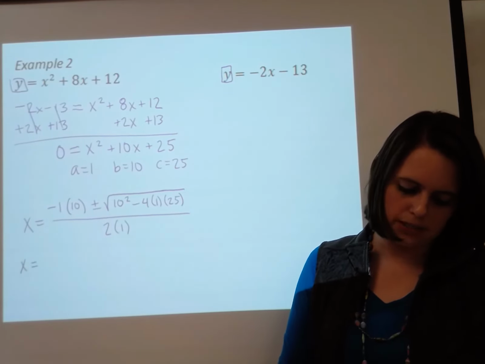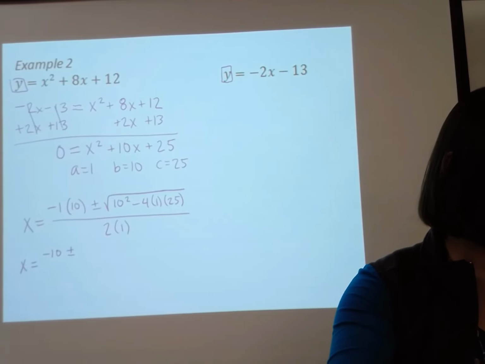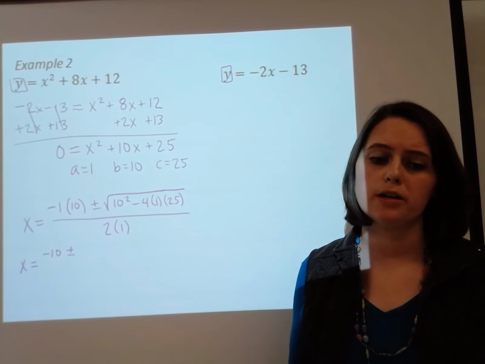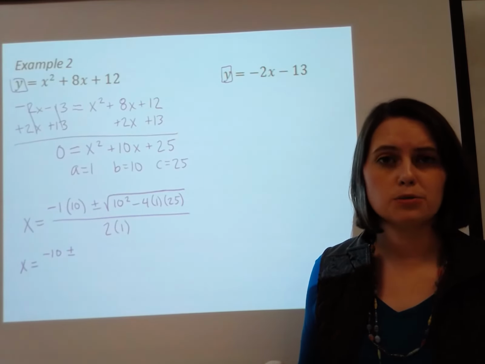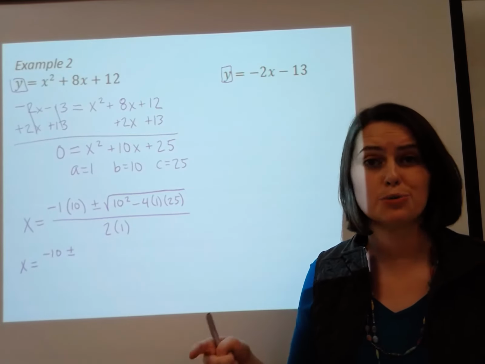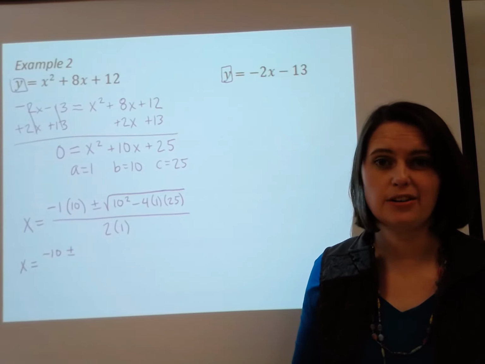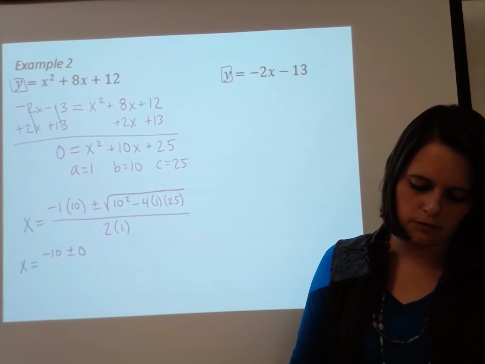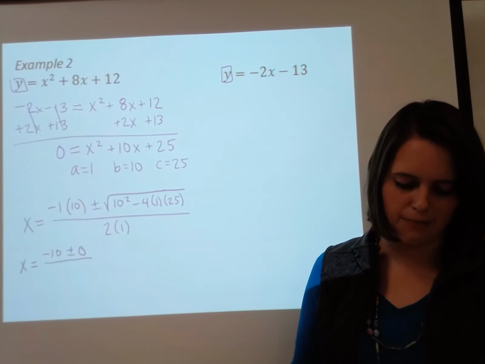So we get negative 1 times 10, which is negative 10, plus or minus the square root of 10 squared minus 4 times 1 times 25. Well, we should know that 10 squared is 100, minus 4 times 1 times 25. 4 times 25 is 100. So 100 minus 100 gives us 0. When you take the square root of that, it's still going to be 0. Of course, you can use your calculator to help you calculate that, but think through it mathematically.